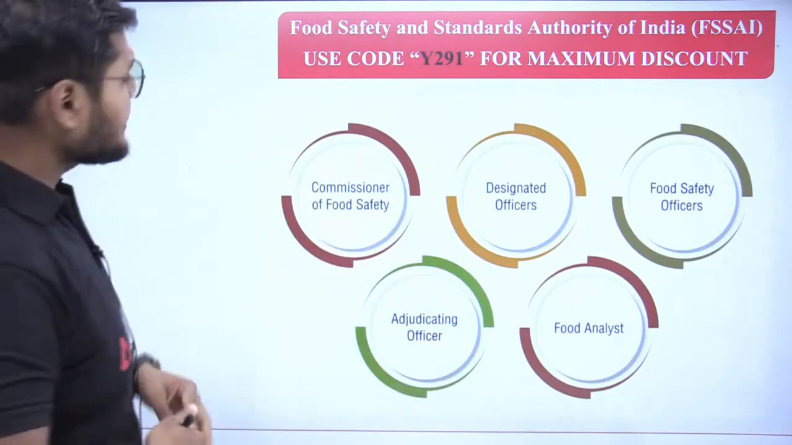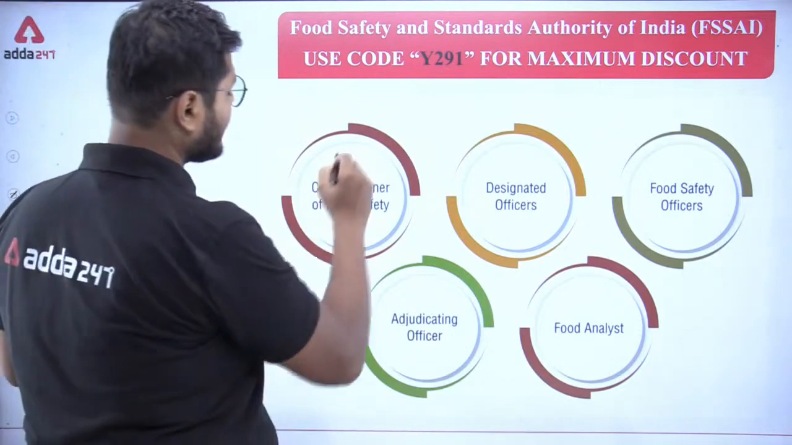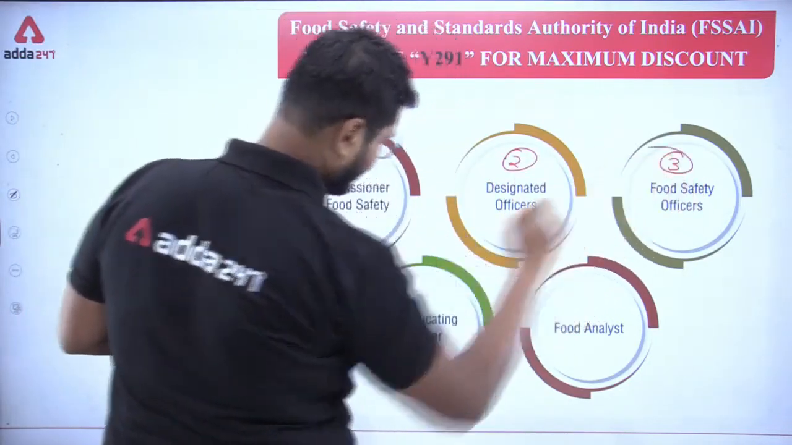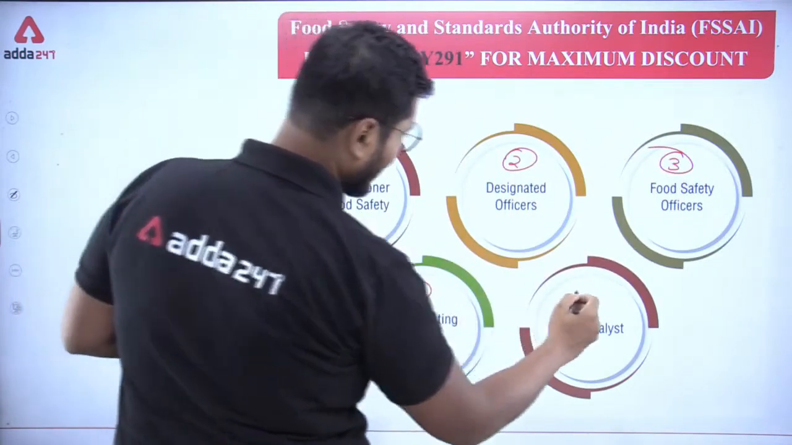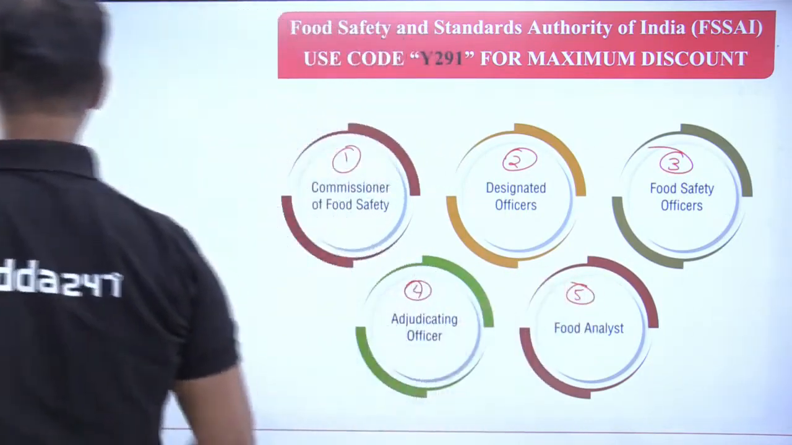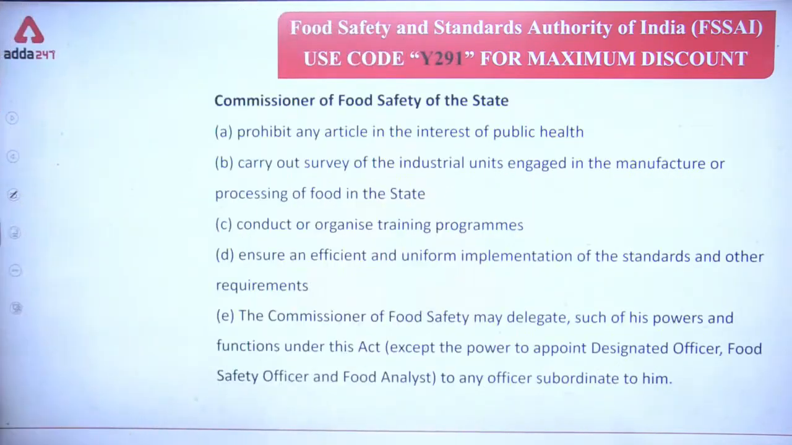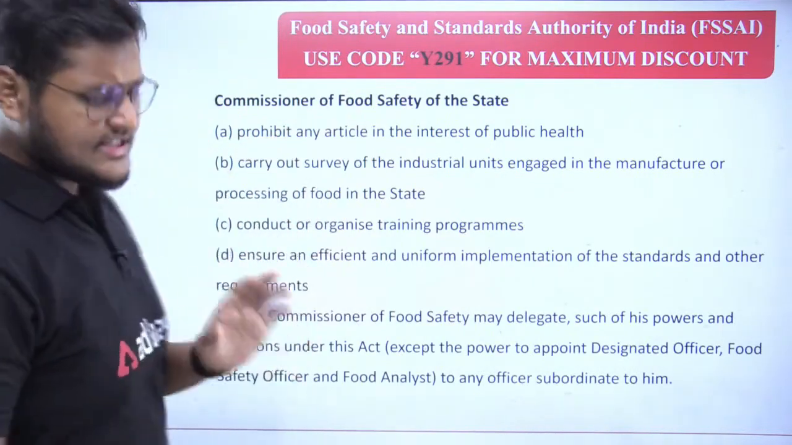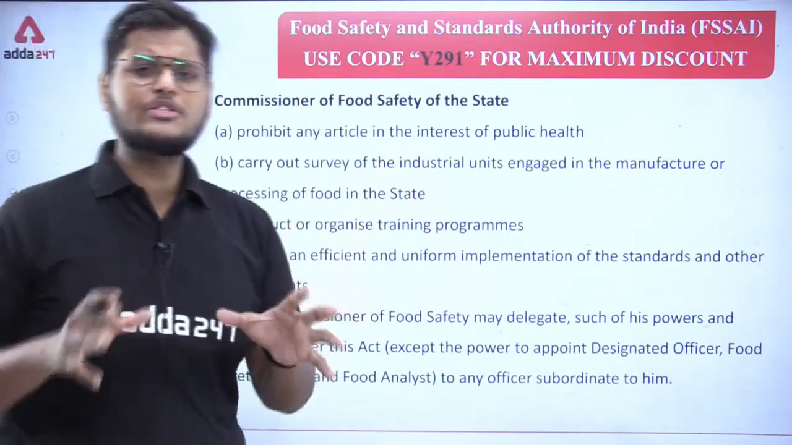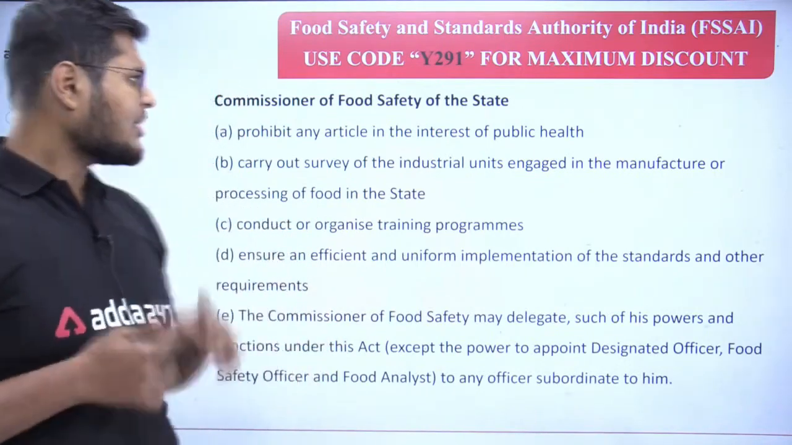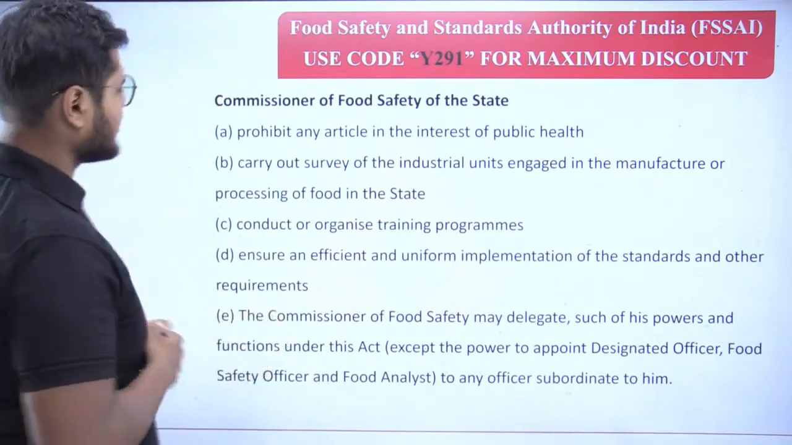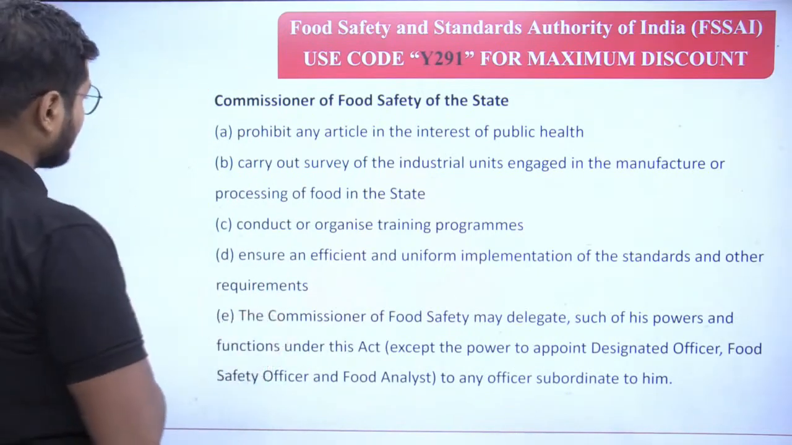First of all, let's talk about who are the people involved in this state food authority. The people involved here are the Commissioner of Food Safety, Designated Officer, Food Safety Officer, Adjudicating Officer and Food Analyst. First of all, let's talk about the State Food Safety Commissioner. Okay, so the Commissioner of Food Safety of the state, or simply the State Food Safety Commissioner. What are the functions of the Commissioner of Food Safety of the state?